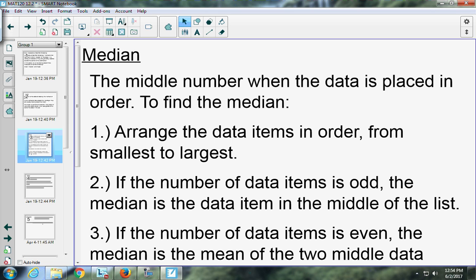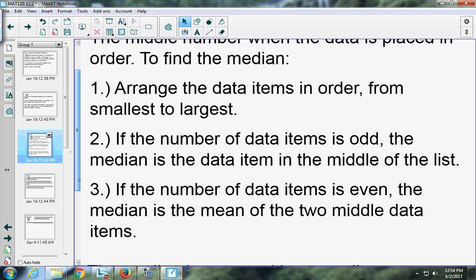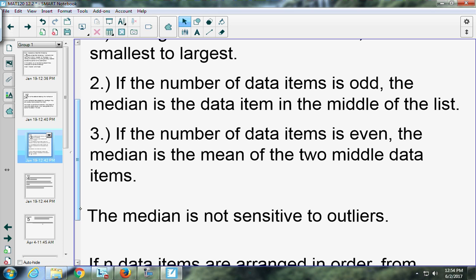The median is the middle number when the data is placed in order. If we want to find the median, we arrange the data items in order from smallest to largest. If the number of data items is odd, the median is the data item in the middle of the list because there will only be one number in the middle of the list. If the number of data items is even, you'll have two numbers in the middle of the list. So we take the mean of those two numbers. We add them up and divide by 2 to find the median. The benefit of the median is that it's not sensitive to outliers.